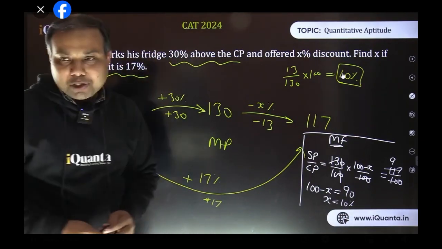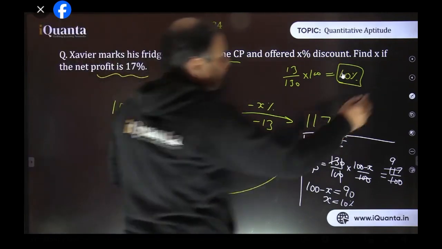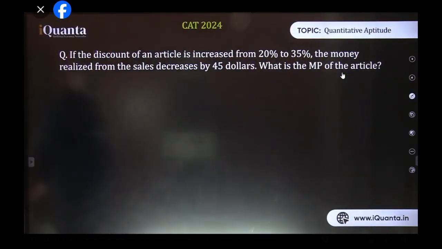Okay, let's move further. Next question now. Again, warm-up question. आसान सवाल है, जल्दी करना. Here it is. If the discount of an article is increased from 20% to 35%, the money realized from the sales decreases by $45. What is the MP of the article?